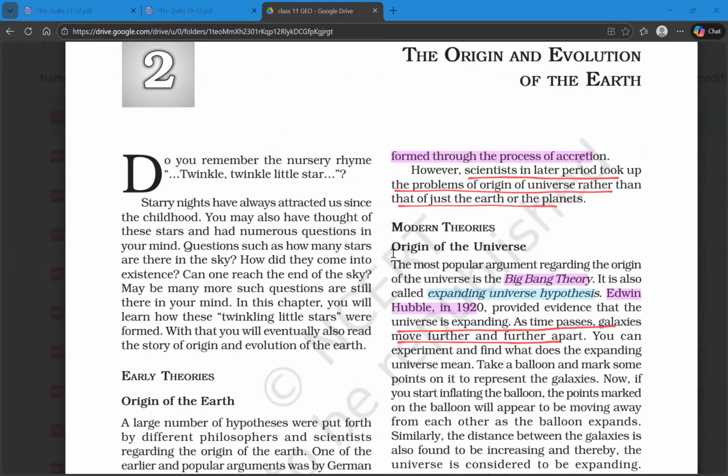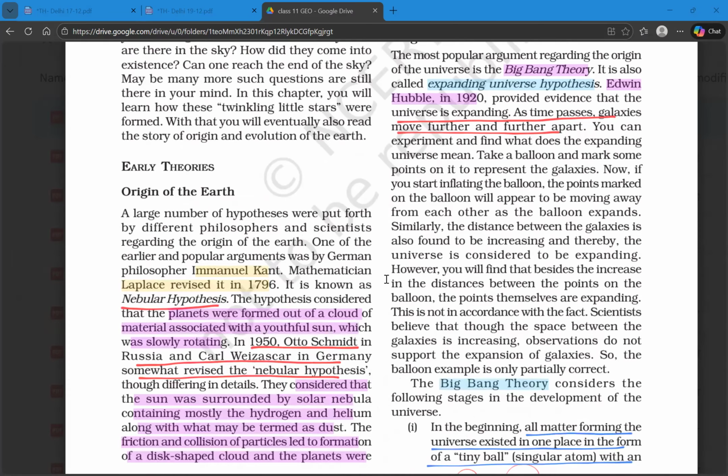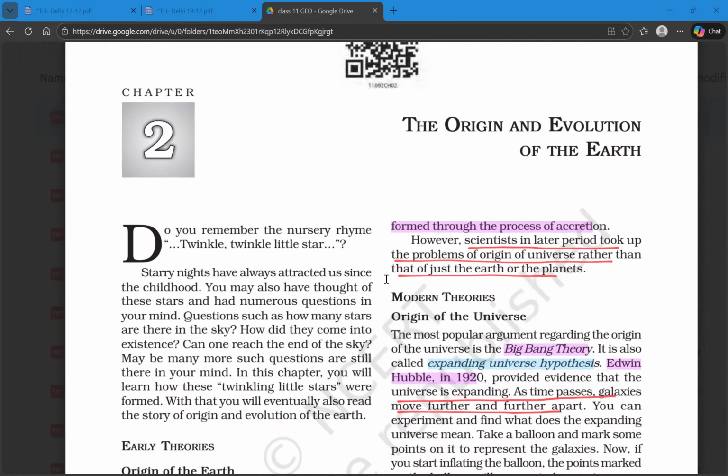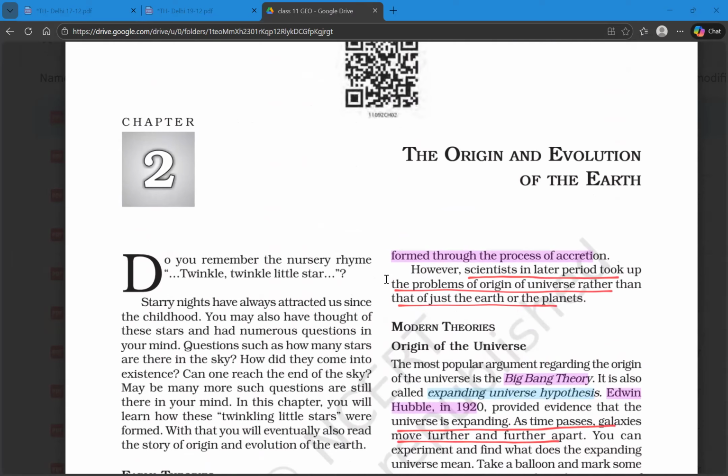What is the meaning of accretion? It is the growth or increase in an object by adding new layers. So firstly, the solar nebula had hydrogen and helium and dust, and then friction and collision of these particles led to the formation of a disc-shaped cloud, and then planets were formed through the process of accretion. So this is what the nebular hypothesis contained in 1950.